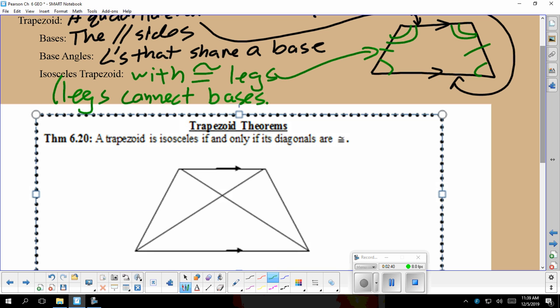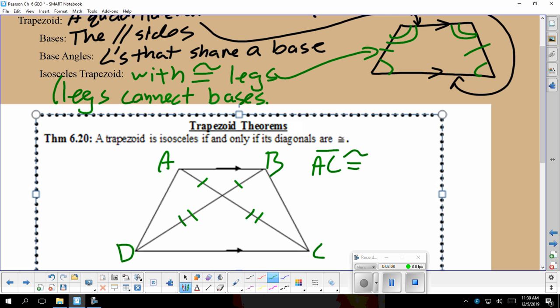A trapezoid is isosceles if and only if the diagonals are congruent. And this is similar. Remember, rectangles have congruent diagonals, but isosceles trapezoids do as well. So if you had A, B, C, D, AC is congruent to BD.